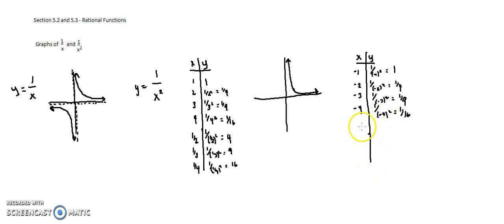Then we can do the fractions as well, but you can probably see that they're going to come out the same too. When we put them in, we're going to square them and flip them. They're also going to come out positive. So on the negative side, when x is negative, we still get the same y values. So we're going to get like this and like this, with the y-axis being an asymptote and the x-axis being an asymptote. Let's put those in blue so you can actually see the asymptotes here.